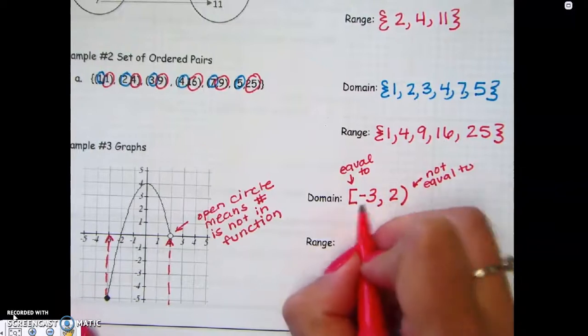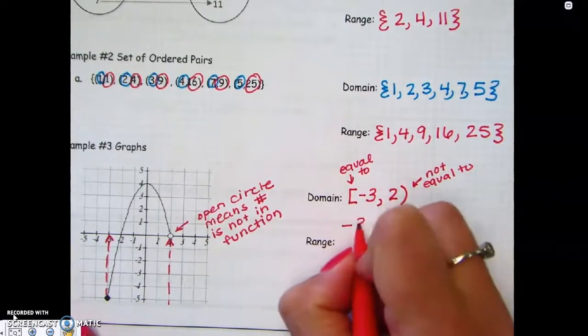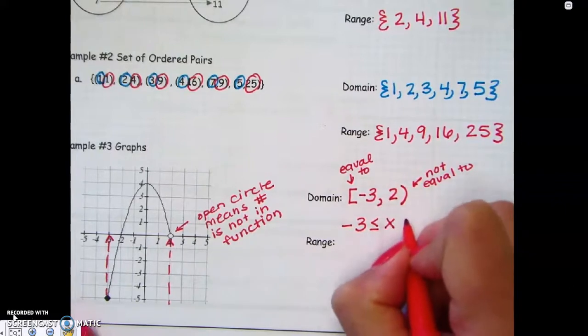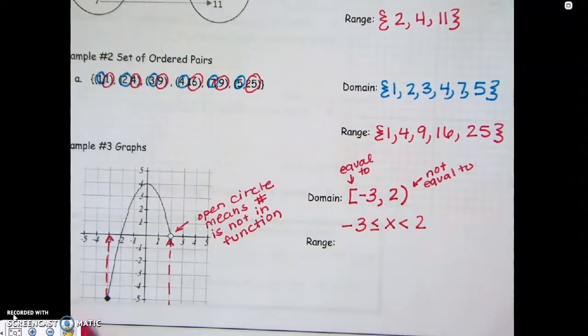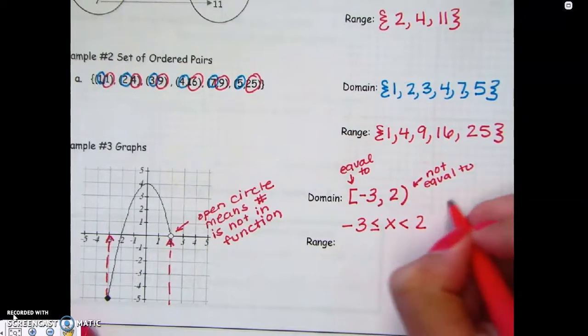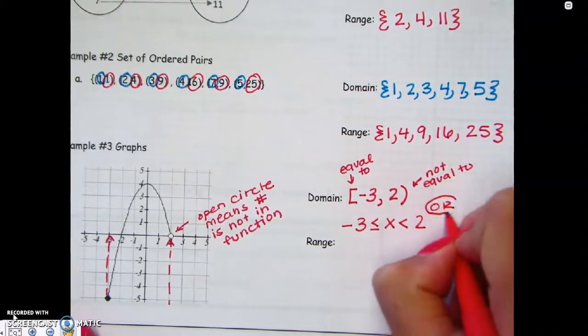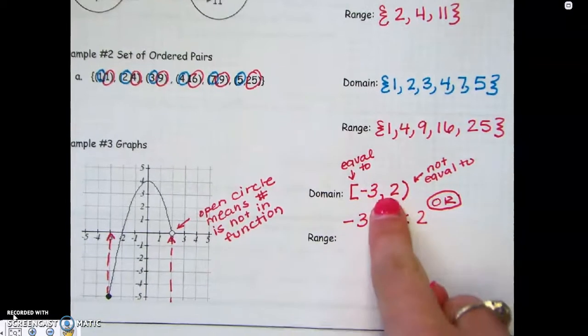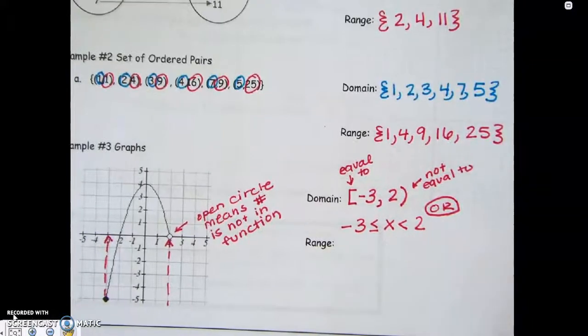So my farthest to the left is -3, which is less than or equal to x, but x is less than 2 and it's not equal to 2. So this is another way. You can denote it either way. You have to be aware of both because of multiple choice options. The region sometimes likes to denote it like this, or they denote it like that.